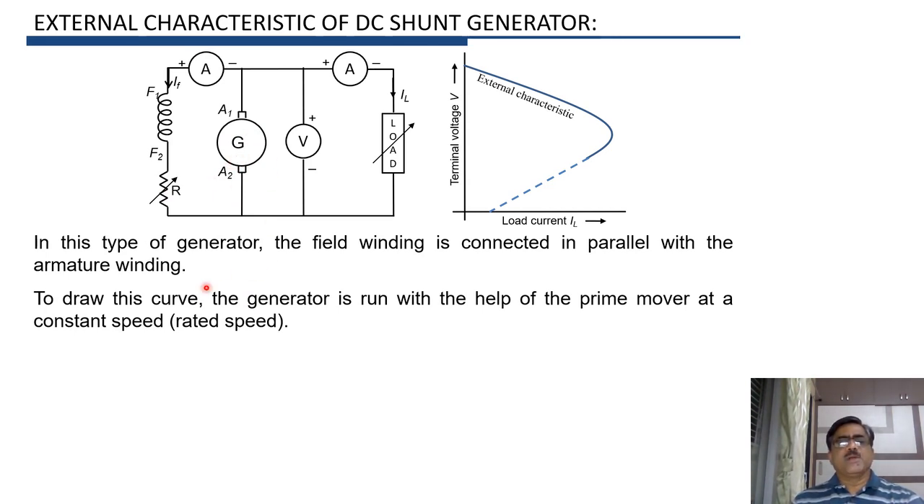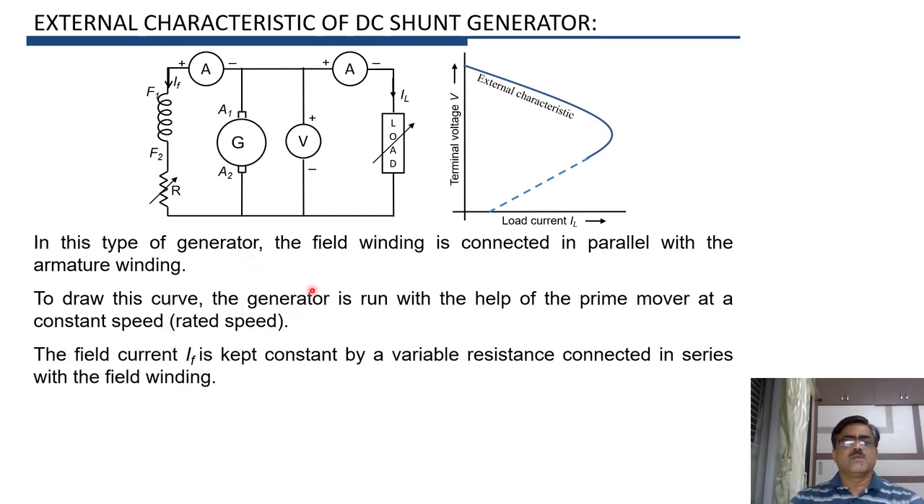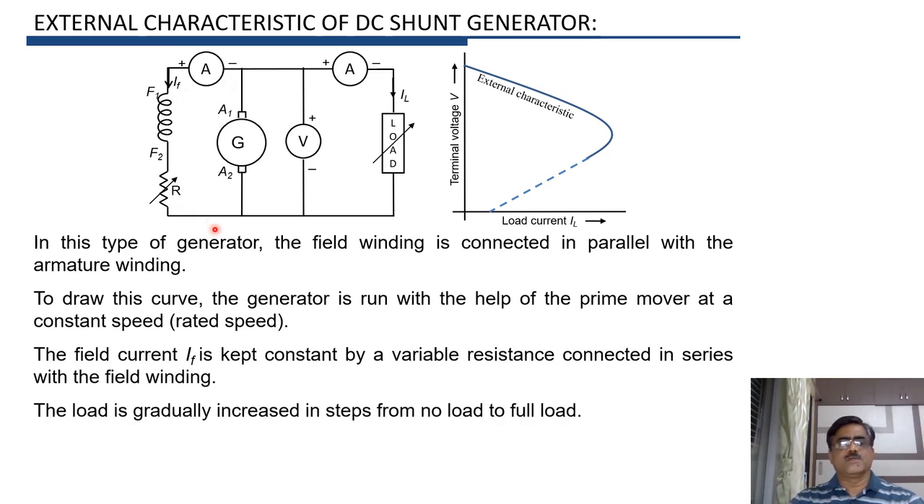The speed is maintained at the rated speed of the machine. The current flowing through this field winding, that is IF, is also maintained constant with the help of this variable resistance R, which is connected in series with the field winding. So with the help of this R, we can control the current in the field winding, and the current in the field winding is maintained constant.